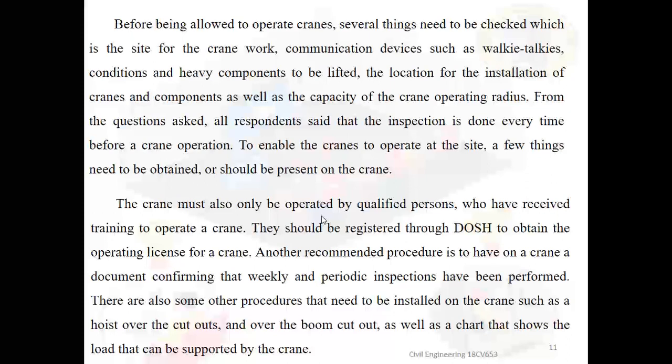From the question asked, all the respondents said that the inspection is done every time before crane operation. To enable the cranes to operate at the site, a few things need to be obtained and should be present on the cranes. Whoever is allowed to operate the cranes needs to check some things, such as communication devices like walkie-talkies, the condition of the heavy components to be lifted, the location of the installation, as well as the capacity of the crane and the operating radius.